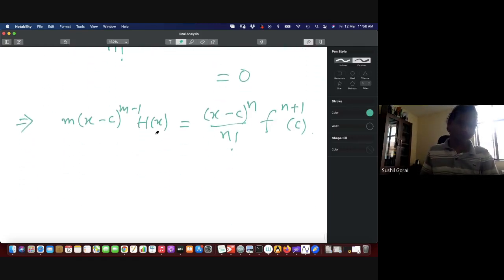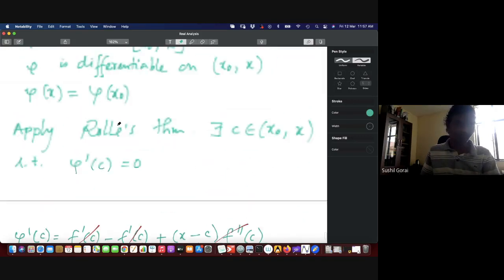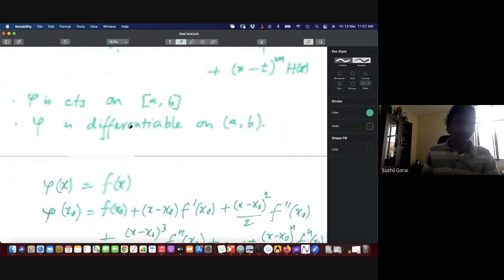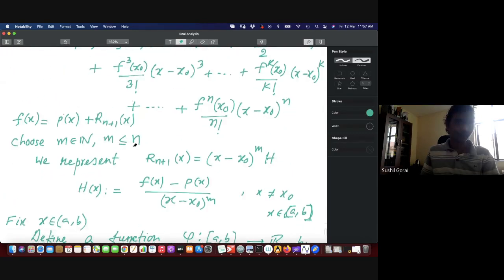Right. So now what we take is we fix m, right? M was arbitrarily chosen. M was what? M was a natural number. M is less than or equal to n.